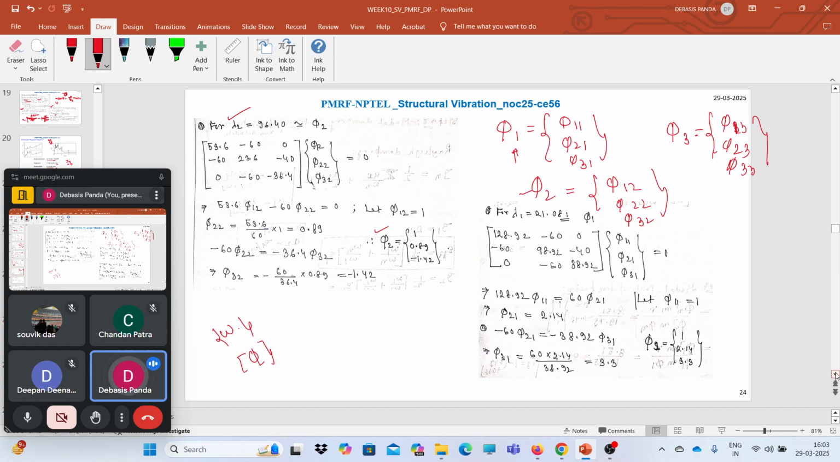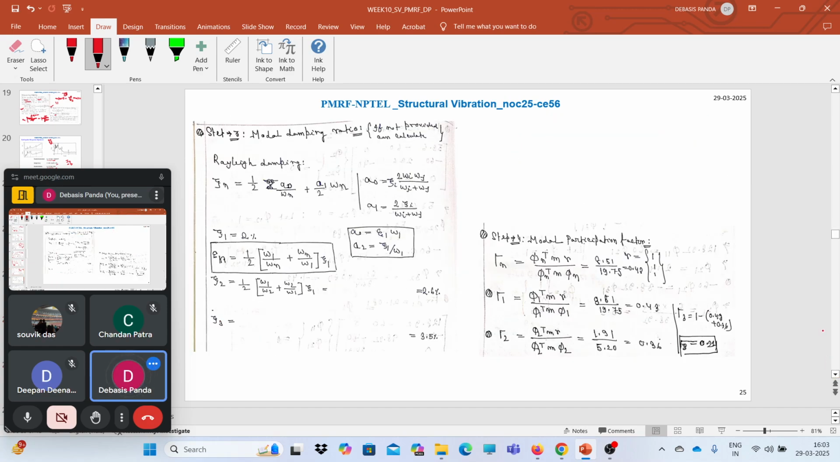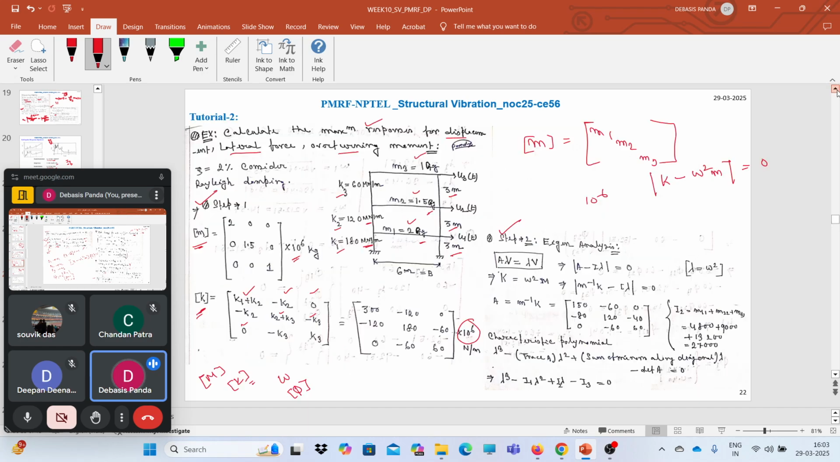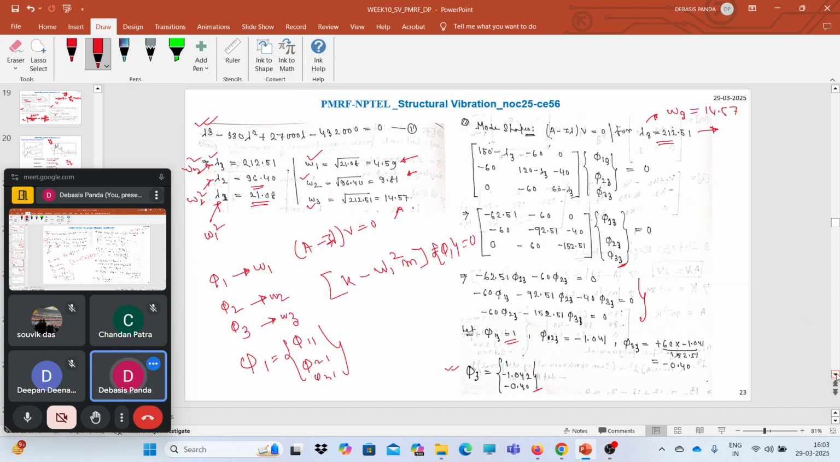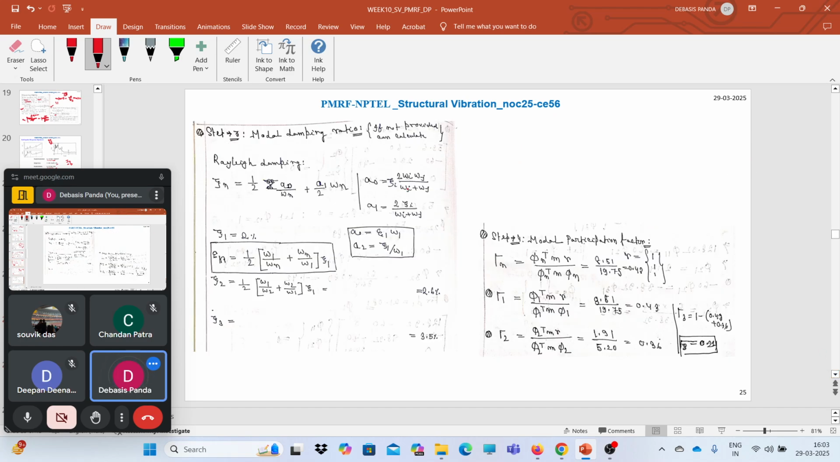Now we can easily calculate the modal participation factor. But before going to the modal participation factor, this problem says we need to consider 2% damping for each of the first two modes, and we need to use the classical damping or the Rayleigh damping model to calculate the damping matrix. So let's first formulate the damping matrix. Recall the Rayleigh damping model.